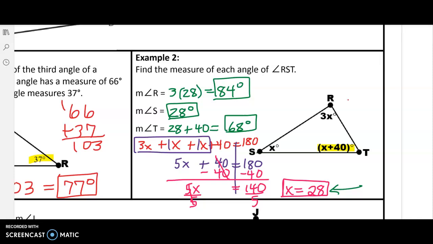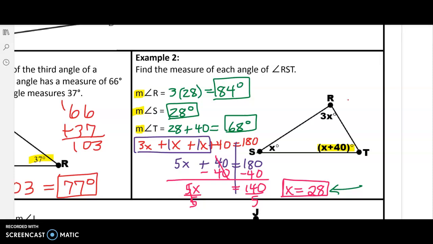I just verified it myself in my calculator that those three angles do add up to 180. Please note when you're looking at these, that M in the front of each of them means measure. It's just asking you for the measure of that angle. The measure of angle R is 84 degrees, the measure of angle S is 28 degrees, and the measure of angle T is 68 degrees. We found X, but that was not the only thing we needed to do.